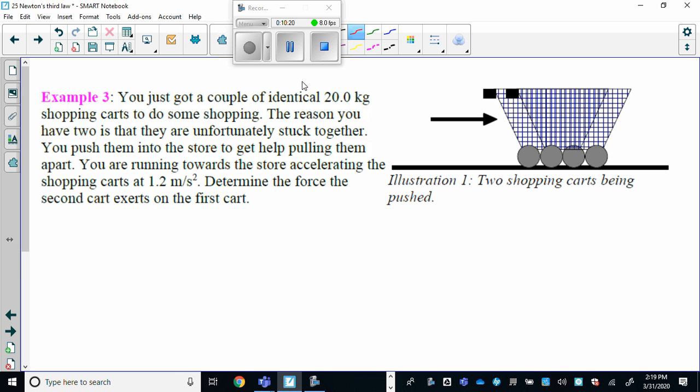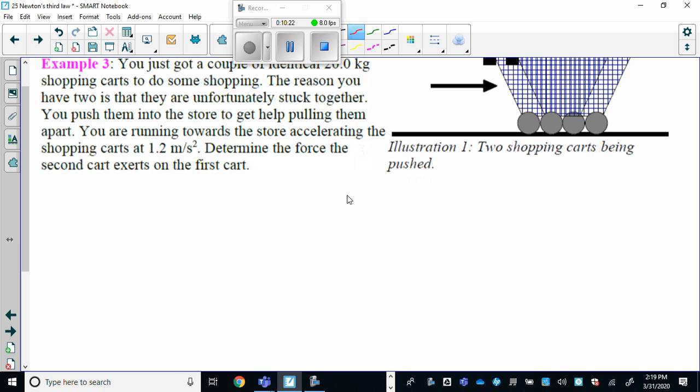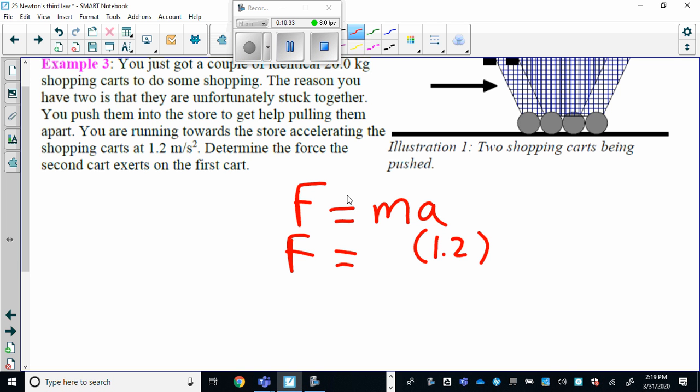It's actually very simple. The force equals the mass times the acceleration. The acceleration is given to you. It's 1.2. All you need to do is decide, what do I use for the mass? I have two 20-kilogram shopping carts, but the question says, determine the force the second car exerts on the first. Well, the second car can only exert a force with its own mass, so you simply use 20 here.